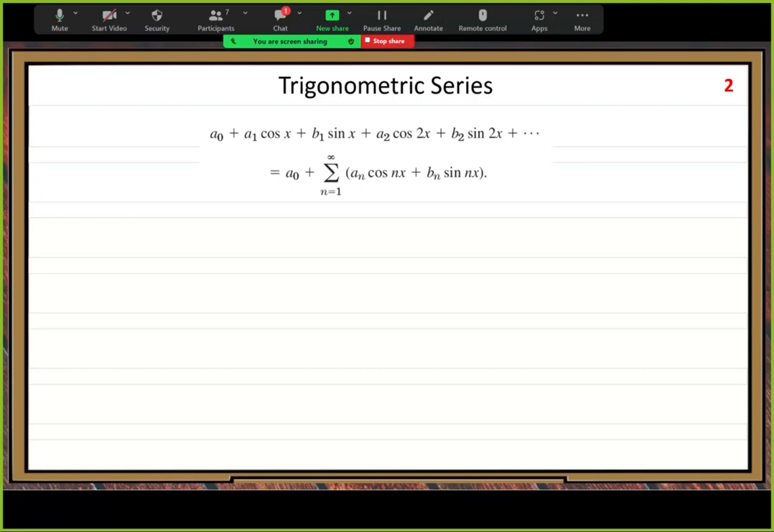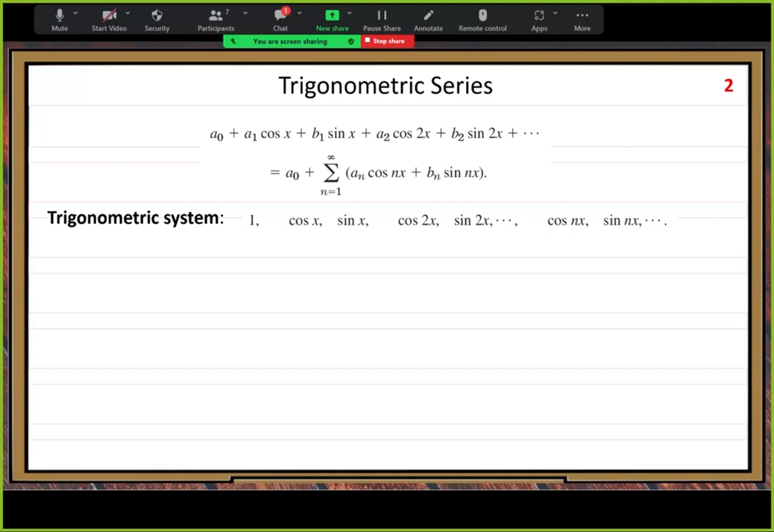With that trigonometric series, you have the convergence issue, right? When you have an infinite series, there is a convergence question. So here we consider the trigonometric system: 1, cosine x, sine x, and so on, up to cosine nx, sine nx. Put all of them together, and we form a trigonometric system.